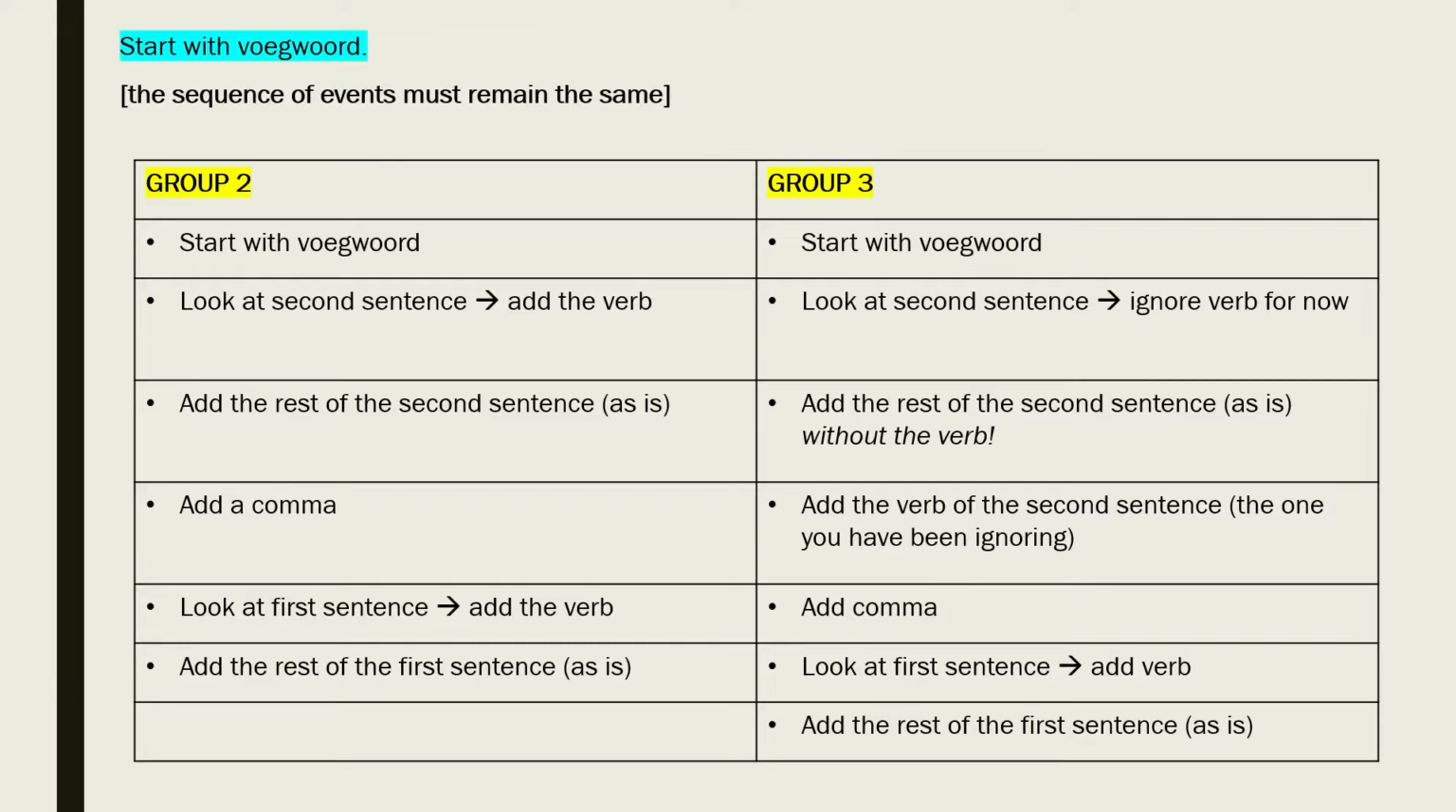Alright, so let's get right into it. So now the question tells you, oh, you've got to start with this voegwoord. In group 2, it will most probably always be al. But in group 1, they can start with anyone. Usually they start with nadat. So I'm just going to make an example, right? Nadat. So group 2, here's our steps.